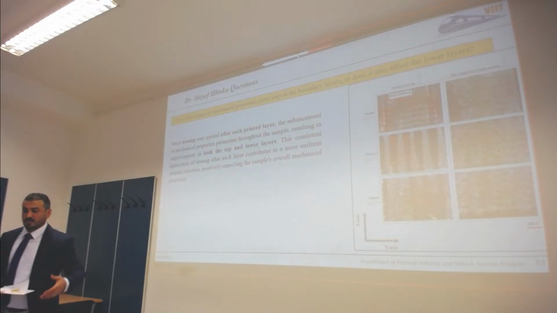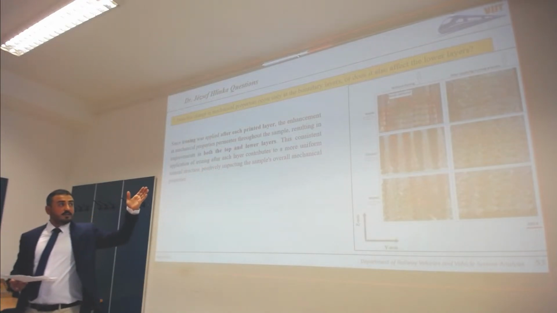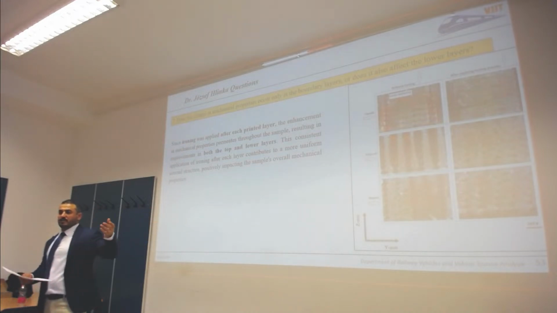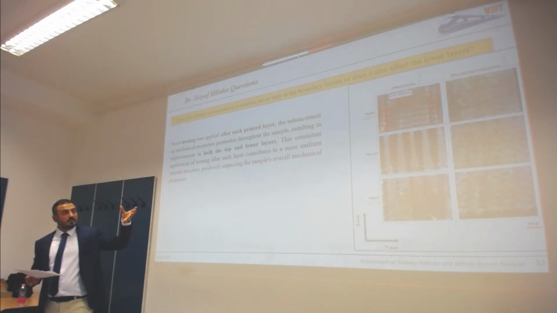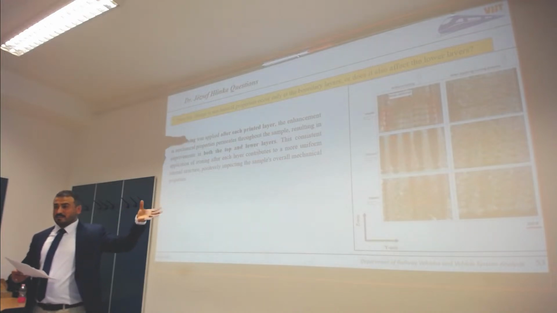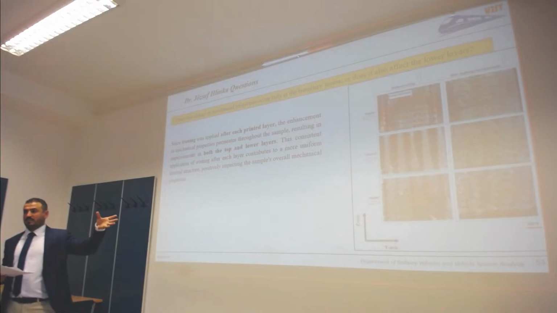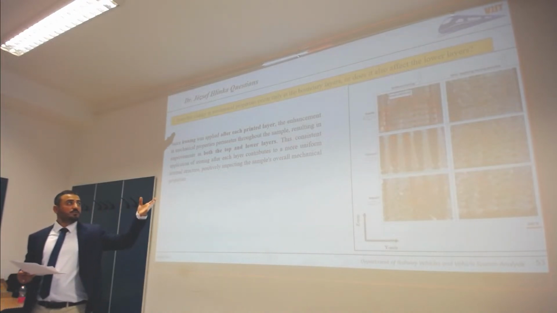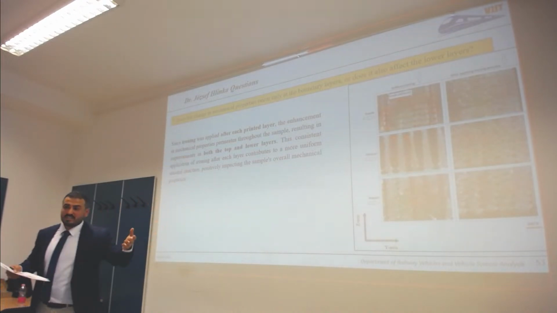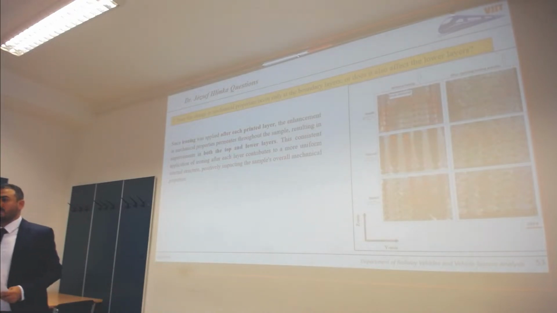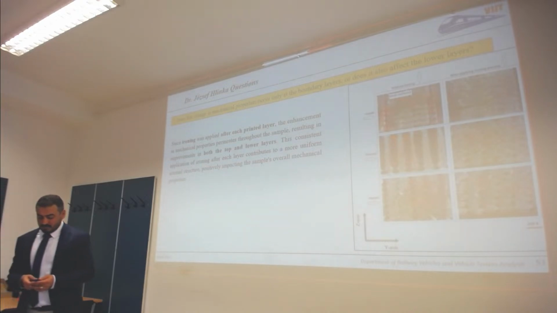So the ironing was after every layer, because we want the internal structure of the parts to be more solid, and we want to avoid the voids and defects in the internal structure of the parts. So this is how we can improve the overall quality and improve the parts. And thank you so much.